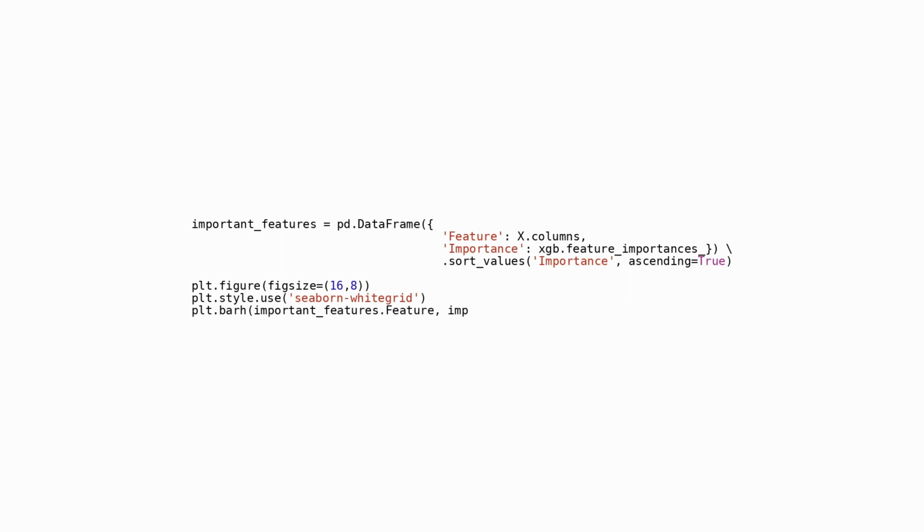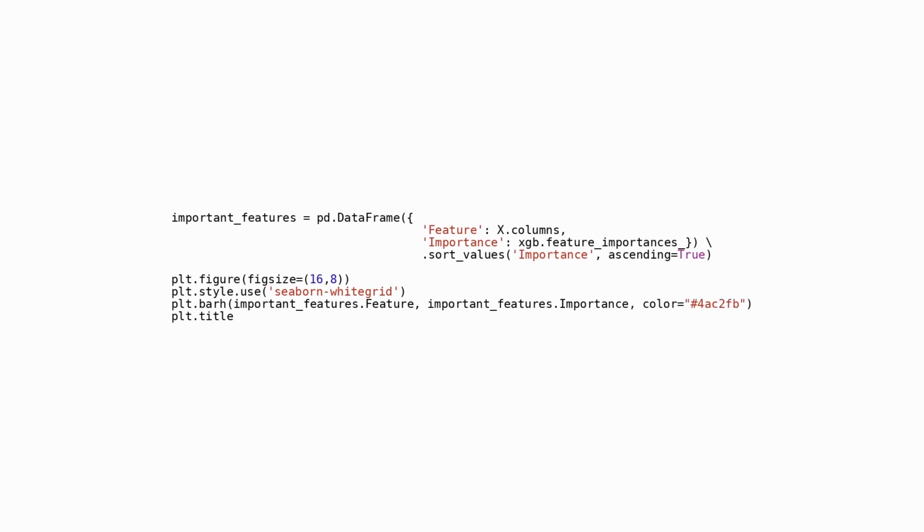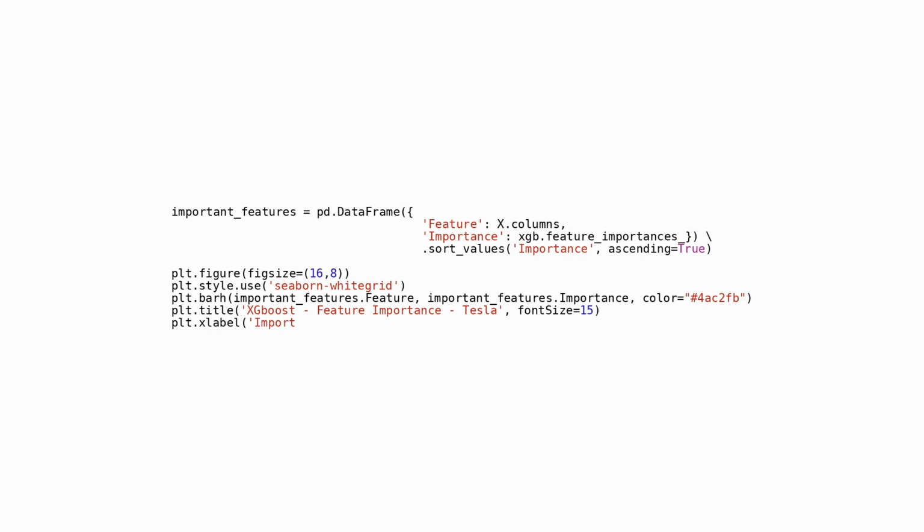4. Adopts the Seaborn white grid style for an enhanced visual appeal of the plot. 5. Presents the bar plot with each feature's importance denoted by a shade of blue. 6. Titles the plot as XGBoost feature importance TSLA. Designates importance for the x-axis label.